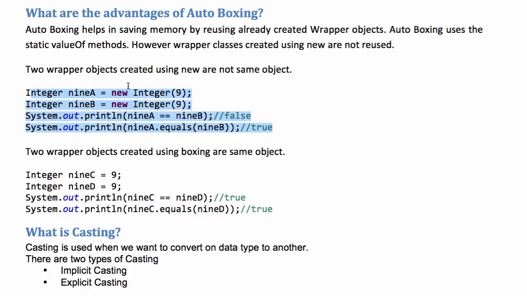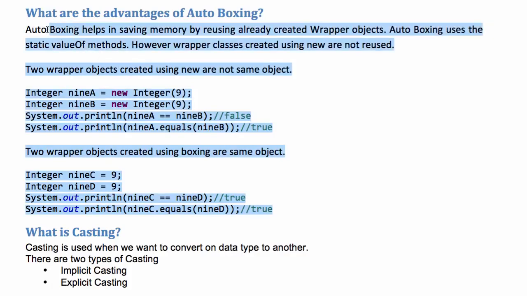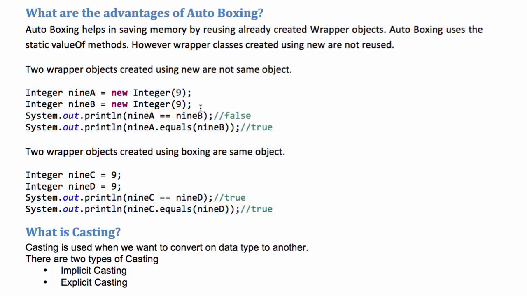So if I'm doing a new Integer of 9 twice, what you would see is both are not the same object. They're equal, but they are not the same object. They are two different objects. And here when I do 9c is equal to 9, 9d is equal to 9, they are both the same object. So since they are the same object, they are equal as well. So that's basically the biggest advantage of autoboxing. Autoboxing reuses the wrapper objects which are already created, so it's better to go for autoboxing.